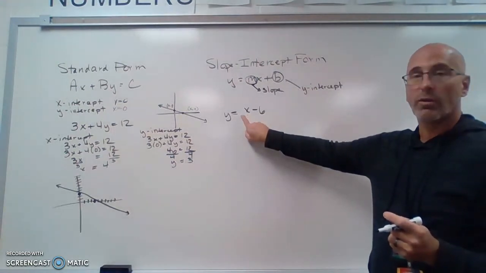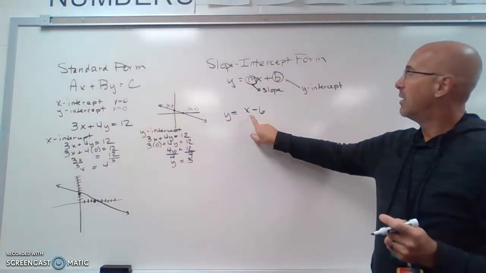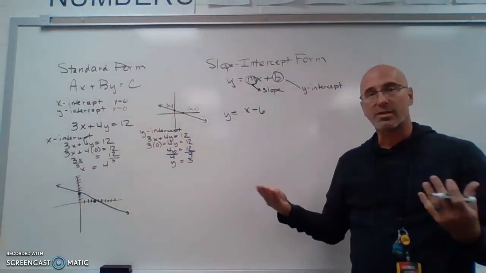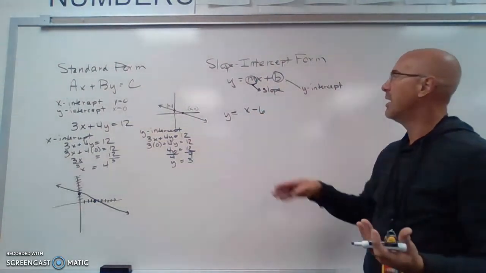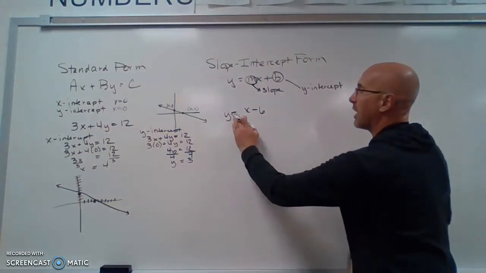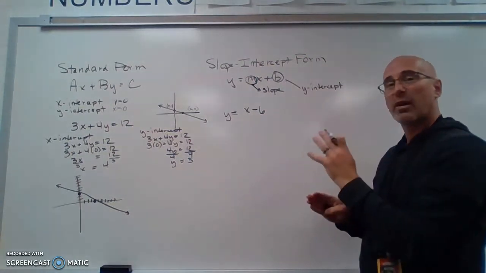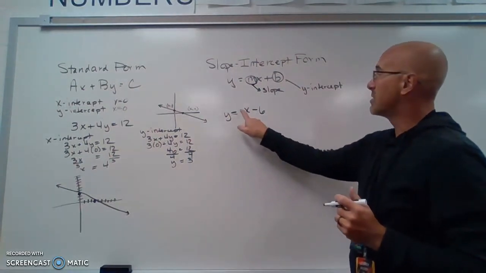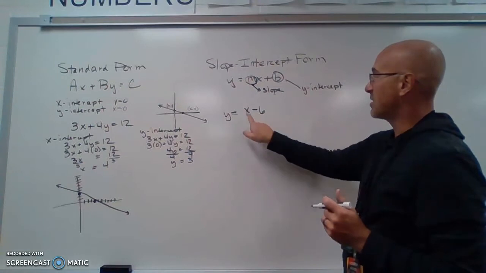There might be a coefficient here. And then we have a constant here. It could be either plus something or minus something. In this case, it looks like we have everything in the right order. So we have y equals x minus 6.